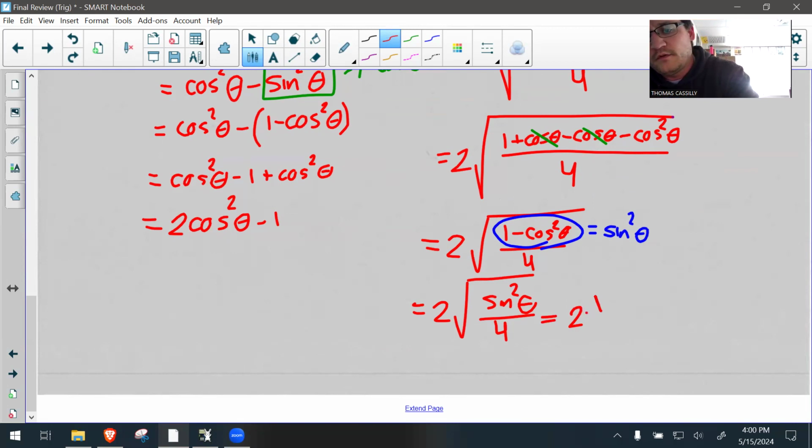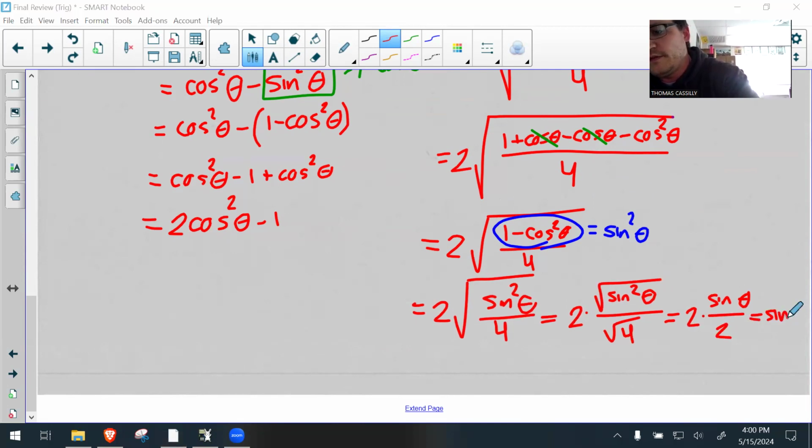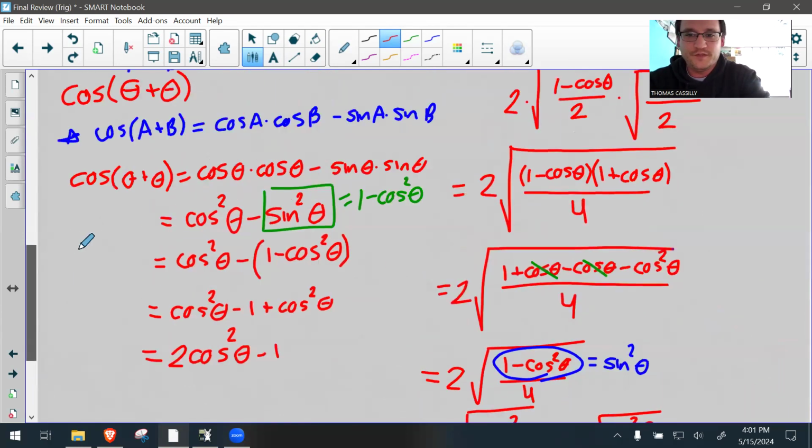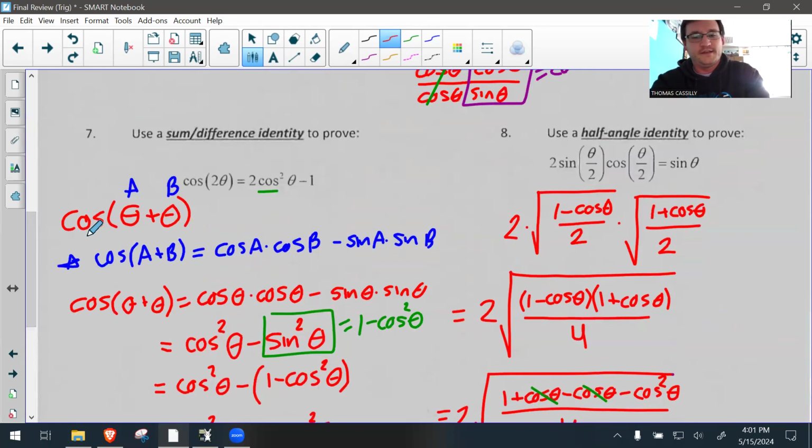Which equals 2 times the square root of sine squared of theta all over the square root of 4, which is 2, so 2 times the sine of theta all over 2, which of course equals the sine of theta, which is what we wanted. So there you have it. That's how we do that one using those half angle identities.